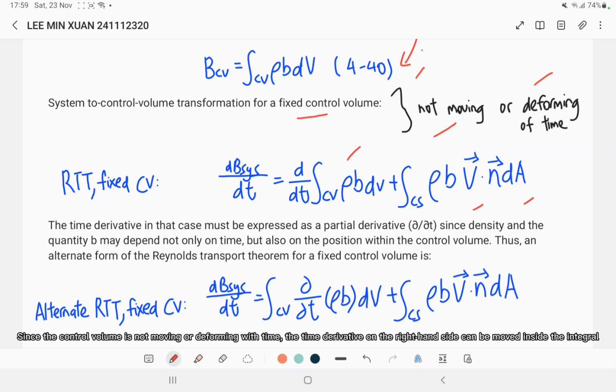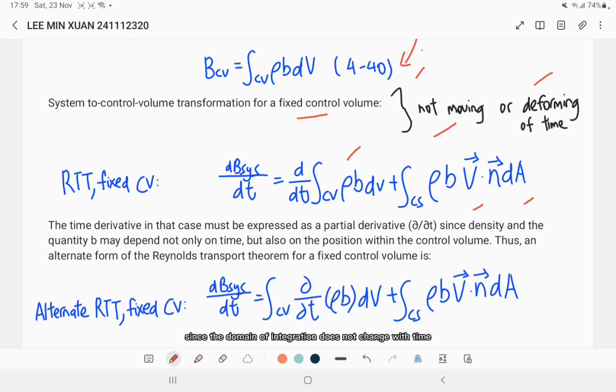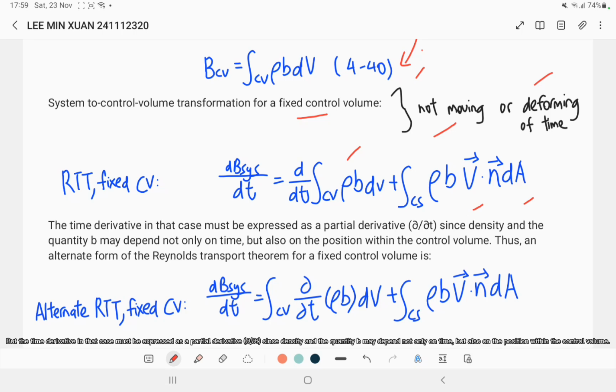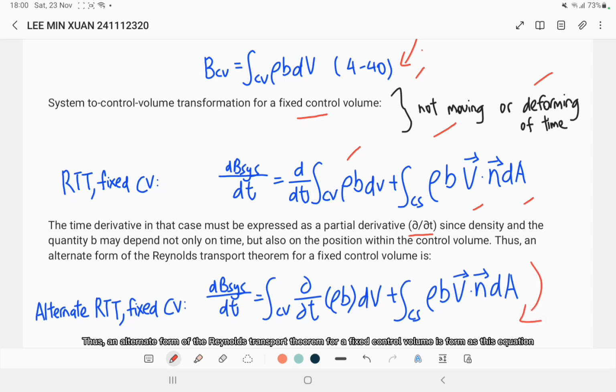Since the control volume is not moving or deforming with time, the time derivative on the right hand side can be moved inside the integral, since the domain of integration does not change with time. The time derivative in that case can be expressed as a partial derivative, since density and the quantity B may depend not only on time, but also on the position within the control volume. Thus, an alternate form of the Reynolds transport theorem for a fixed control volume is given by these equations.